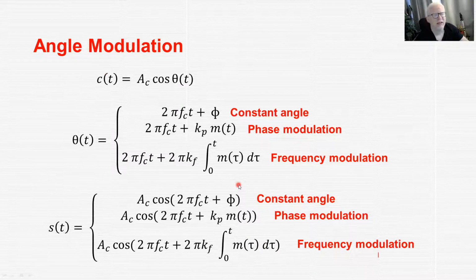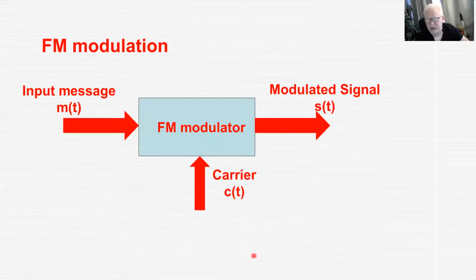Then we reflect this to the modulated signal, S of t. So we have 3 types of modulated signal. The first, where we have a constant phase or a constant angle, we call amplitude modulation. Herein, we add the message in the amplitude, which was already covered in one lecture before, actually in lecture number 3, so we will not consider it as a part of this lecture. And then we have another 2 modulated signals: the phase modulation and the frequency modulation.